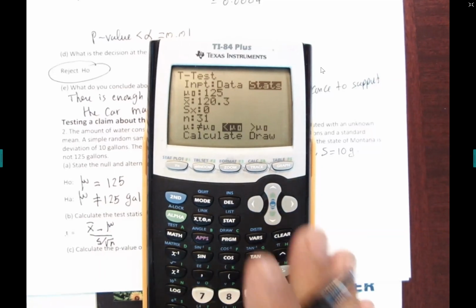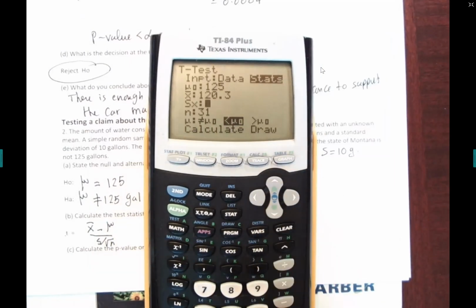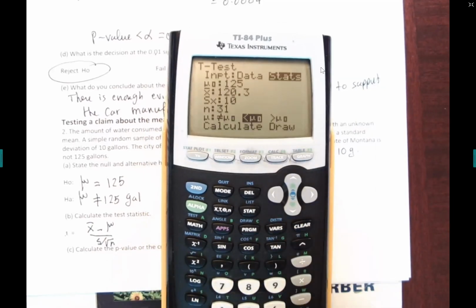What was S? S is 10 gallons. And N is 26. And now we're testing that the mean is not equal. The alternative is the mean not equal to mu 0. All right, calculate.